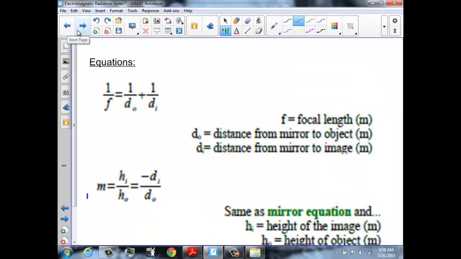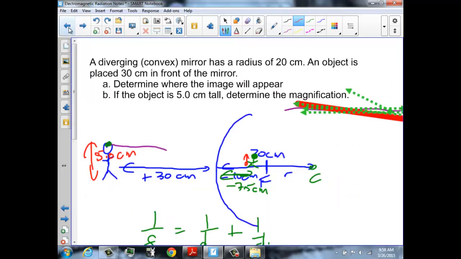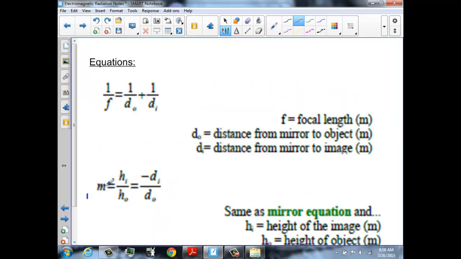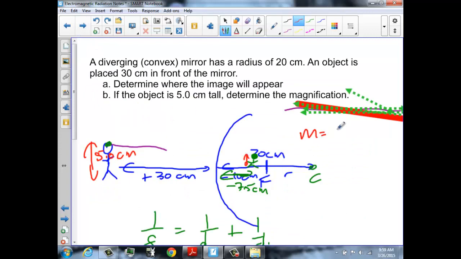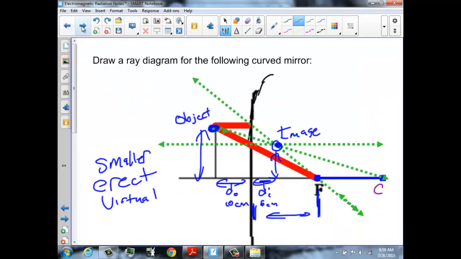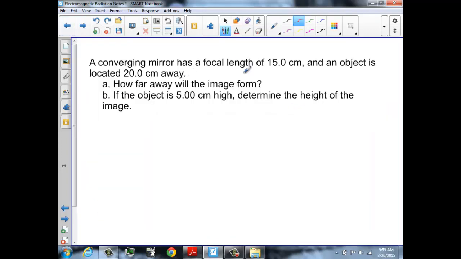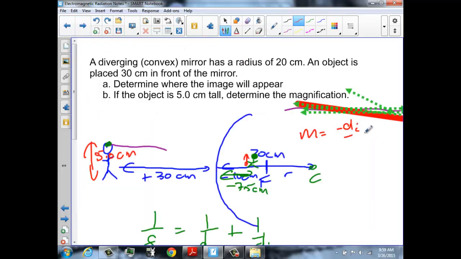Okay, so that's the other formula. Actually, I just asked for the magnification. The magnification is either the two heights divided by each other or the two distances divided by each other. So to find your magnification, it's equal to negative di over do. Your magnification is negative, and di would have been negative 7.5. Would it be positive because it's already negative? Right, okay, so double negative makes it positive.